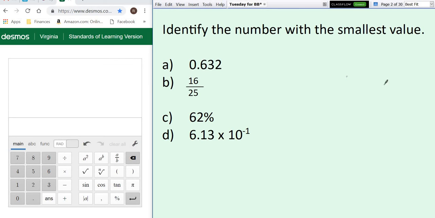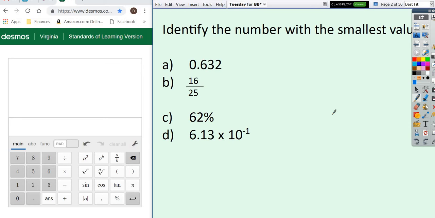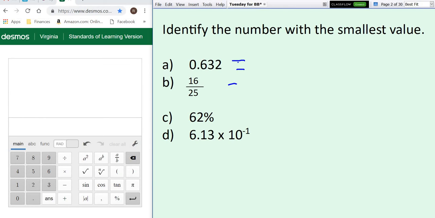So the first thing I'm going to do is make sure I've got a pen to write with, is I'm going to change every single one of these to a percent. And some of you are going to say, I don't want to change it to a percent. And I'm going to say, I don't care what you want because that's the best way to do it.